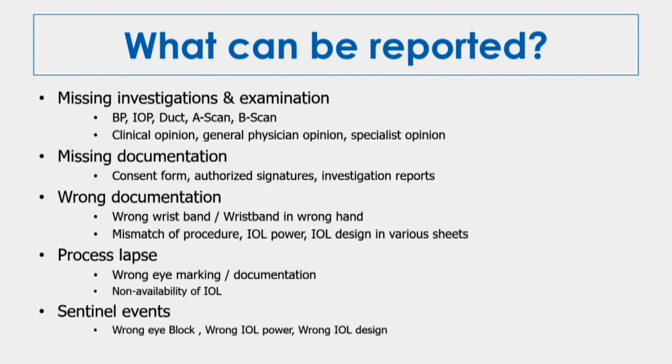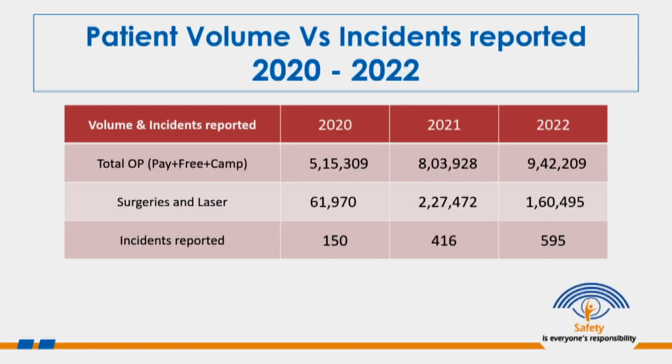And if they have not obtained an opinion from a senior specialist, from a retina person, or a systemic patient coming without a general physician opinion, or missing documentation, consent not taken, wrong documentation, wrong wristband, wrong wristband in the wrong hand, mismatch of the procedure, IOL power, any process lapse, wrong eye marking, or all the sentinel events, all of this also has to be reported.